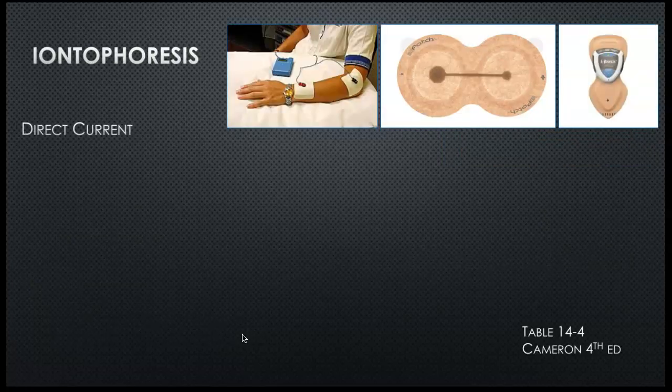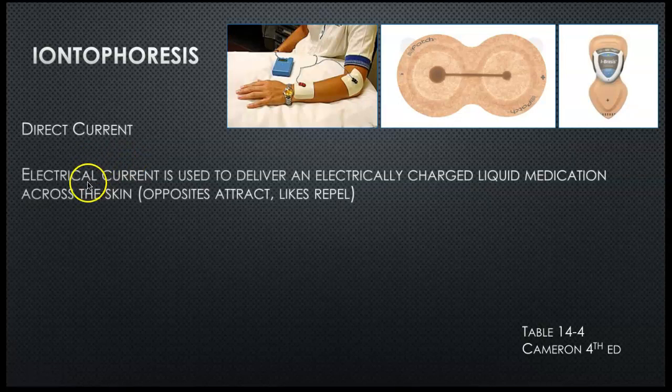All right, so here's some of the details about iontophoresis. Remember, it uses a direct current. So it turns on, it just stays positive or negative. So we're going to use that electrical current to deliver a liquid medication that has ions in it. We're taking you back to chemistry. They're electrically charged, so they're either positive or negative ions. It depends on the medication, so you have a positive or a negative charged drug, and you hook it up to the iontophoresis.